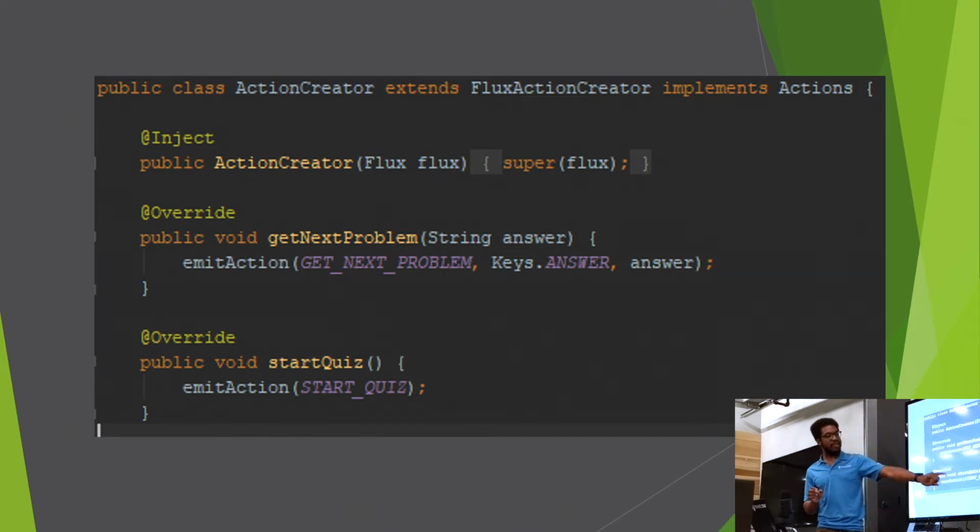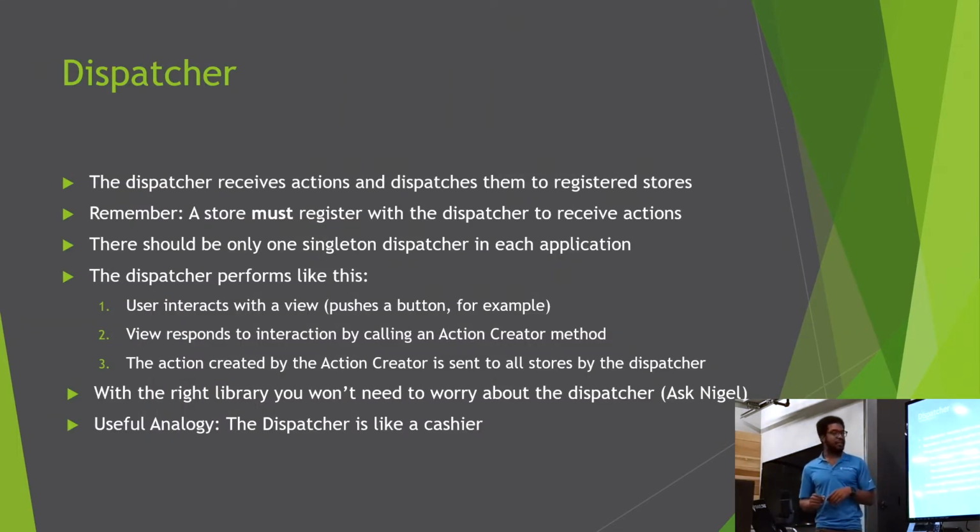And then this one is an example that doesn't have data, because data is not required, but what is required is a type so that the stores know what the order is, right? So here we have simply start quiz, and then we emit an action with the type name start quiz. So anytime we want to perform one of these actions, we just inject or instantiate an action creator, and if we want to get next problem, we say action creator.get next problem, and there you go.